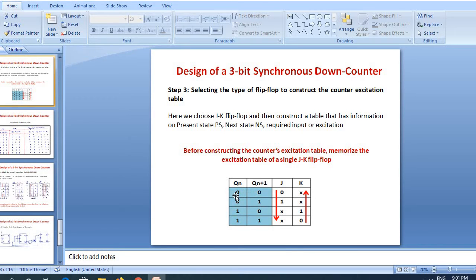So you know that for the present state Qn and next state Qn+1 of 0, 0, J and K are 0x. When Qn, Qn+1 is 0, 1, it is 1x. 1, 0, x1. 1, 1, x0. Please keep this in mind.